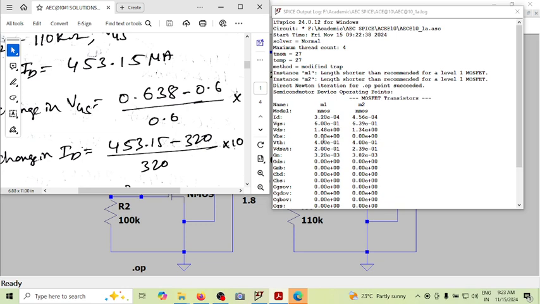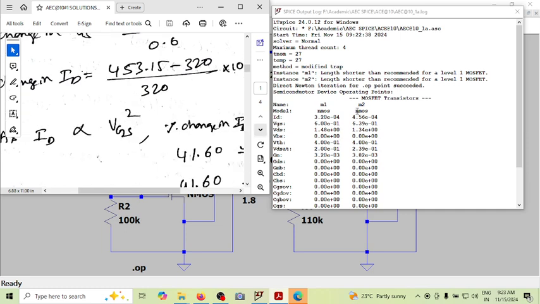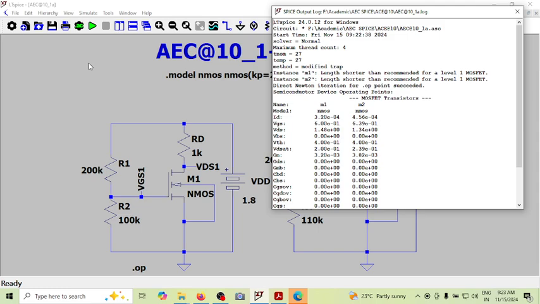And you can find all other values of VGS from 600 millivolt to 639 millivolt. So this way you can confirm yourself that whatever calculation we have done over here is matching perfectly with the simulation results. Let us do it for the other one. Where is the other one? We have it over here.